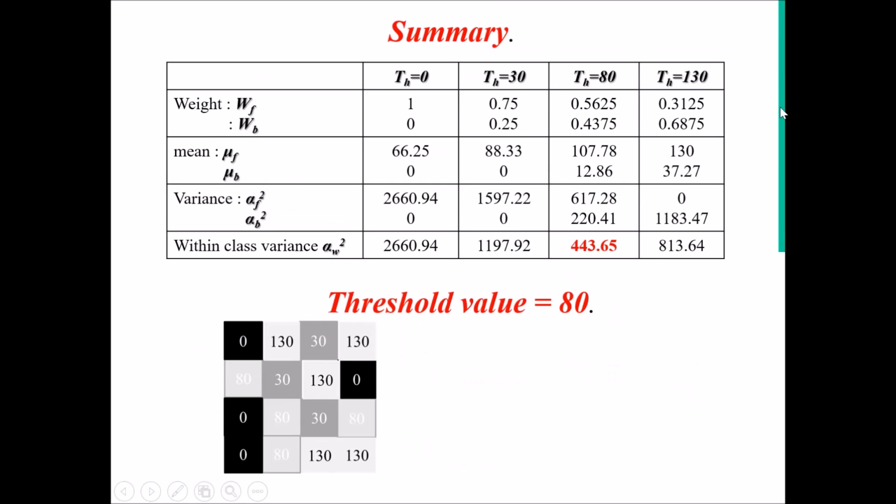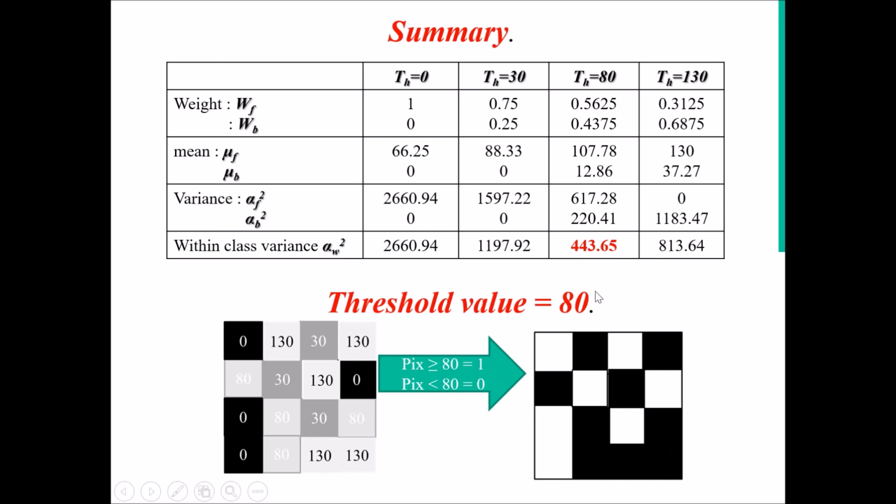Thank you. So this is the summary of all the calculation. First, we find the weight of the probability for the foreground and the background. Next, we find the corresponding means for the foreground and the background. Later on, based on the mean, we calculate the variance. And then finally, based on the variance and the weight, we calculate the within class variance for every pixel value. So eventually, we conclude that TH equal to 80 will produce the smallest within class variance value. So this threshold will be used in order to segment out the foreground from the whole image.